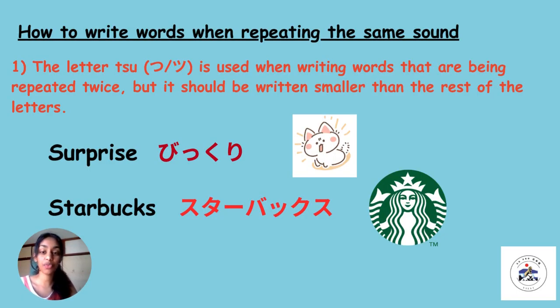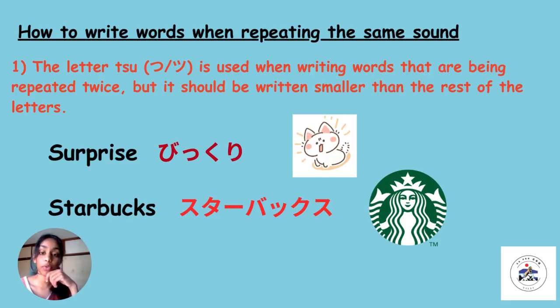Alright guys, next we're going to move on to our last topic of the day, topic number 4, how to write words when repeating the same sound. So you might remember the letter tsu from hiragana and katakana. That same letter is used when writing words that are being repeated twice, but it should be written smaller than the rest of the letters. For example, when you want to say surprise in Japanese, it's bikkuri. And you might have noticed that the ku sound is being repeated. It's not bikkuri, it's bikkuri. So what you can do is add a little small tsu. We say chisai tsu in Japanese, and that would indicate that that specific letter is being repeated twice.